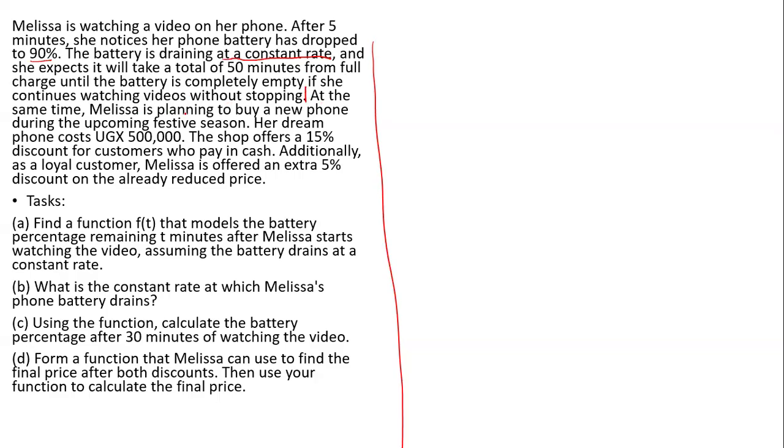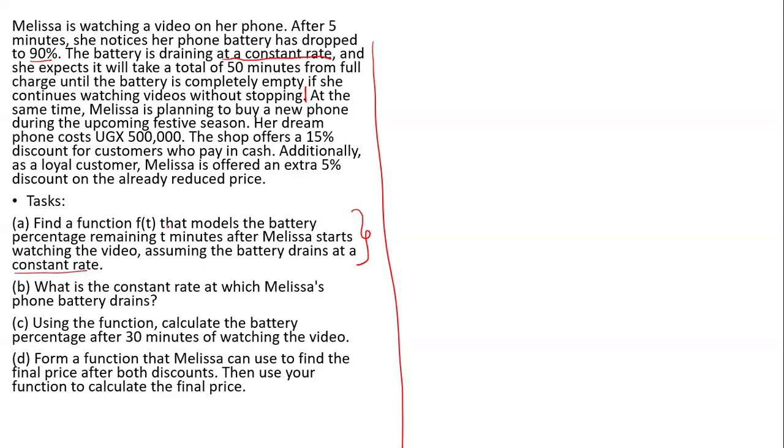At the same time, Melissa is planning to buy a new phone during the upcoming festive season. Her dream phone costs 500,000. The shop offers this and this. Now, the first part here asks you to find a function f of t that models the battery percentage remaining t minutes after Melissa starts watching the video, assuming the battery drains at a constant rate.